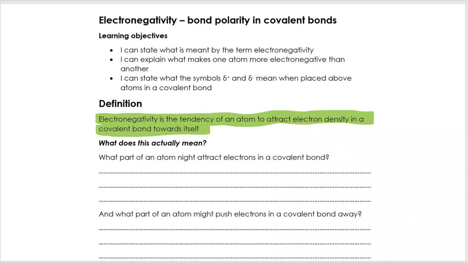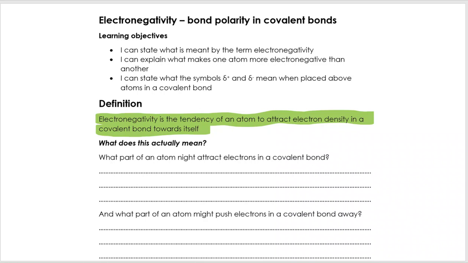Far more importantly, you have to understand this definition and be able to apply it, because that's going to give you access to many, many more marks within your exam. So electronegativity is the tendency of an atom to attract electrons towards itself in a covalent bond. So that limits it to covalent compounds. And we've got to then think about what will attract those electrons in the covalent bond, which will be in the outer principal energy level of the element, and what might actually push it away. See what you can do.